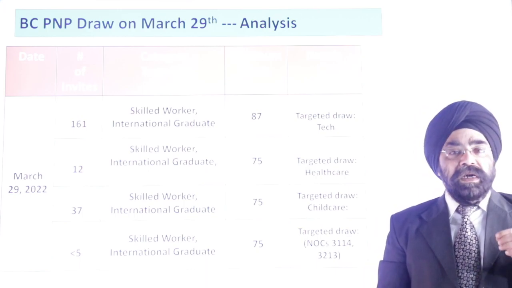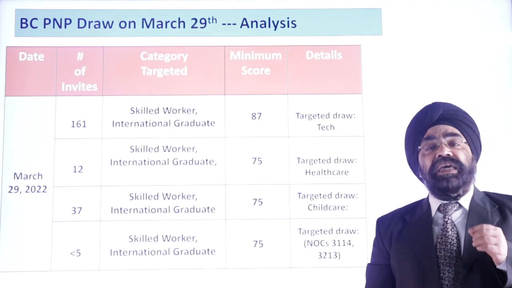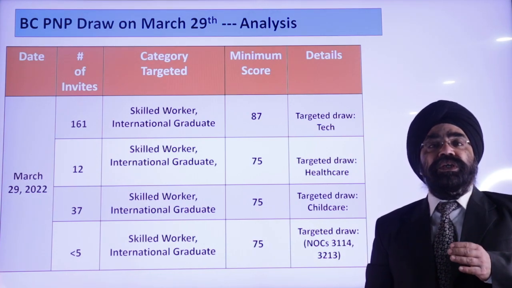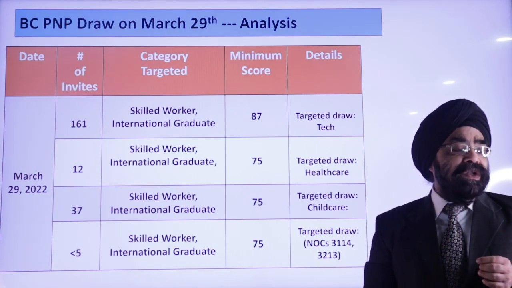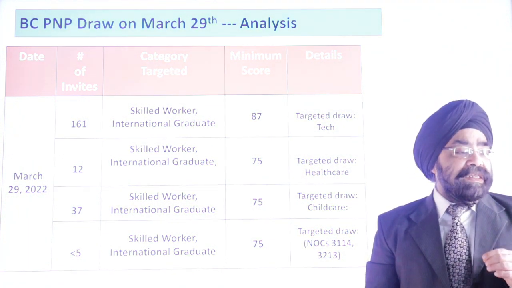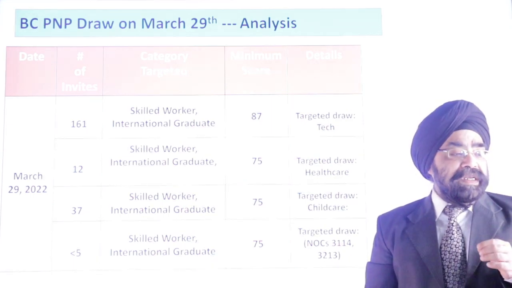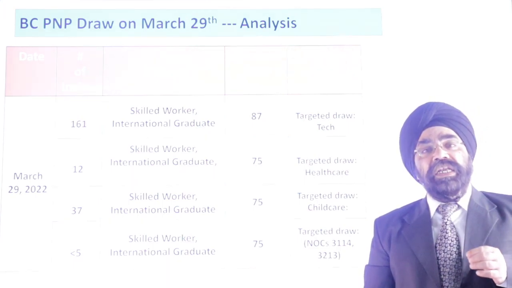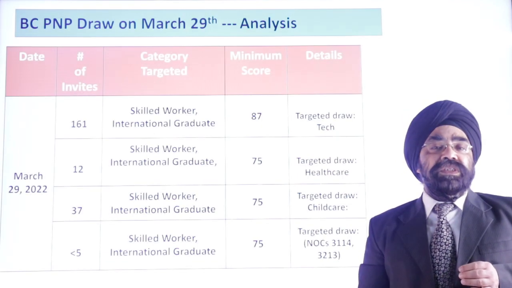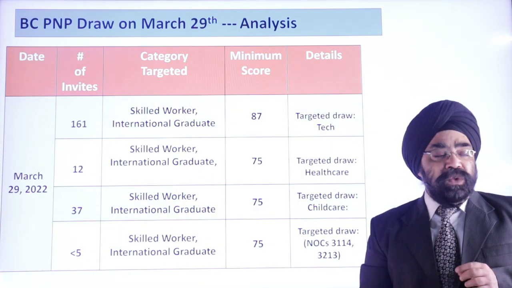Now, the second targeted category is healthcare. Healthcare also has a high priority because there is a huge shortage of nurses and doctors. Here, 12 people were invited from the healthcare sector, and then 37 people were invited from the targeted childcare sector. Childcare means early childhood educators, which is ECE. I'll share more details on this. I have previously shared details on ECE in my previous video too.